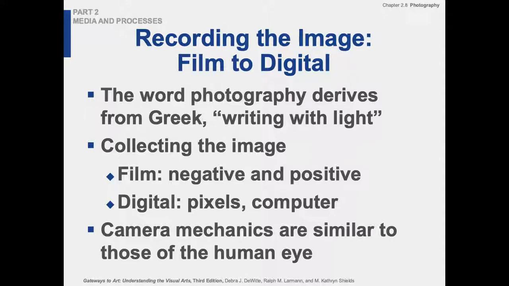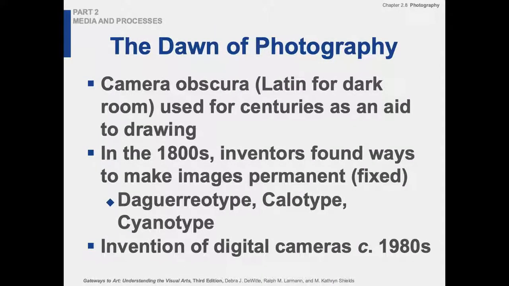All right, so we're going to get into film to digital. The word photography derives from the Greek, writing with light, and we're collecting the image, the film, the negatives and positives, digital, and we'll get into pixels and computer images a little bit, and then how camera mechanics relate to the human eye.